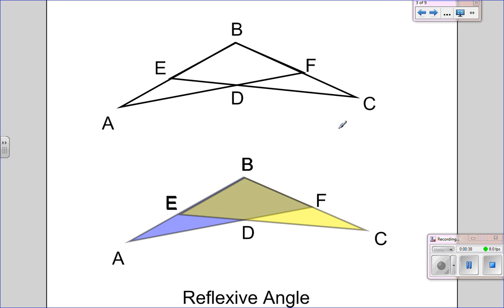In this case, the two triangles ADF and CBE, they don't create a reflexive side because they don't completely share one side, but they do completely share angle B. So they create a reflexive angle.